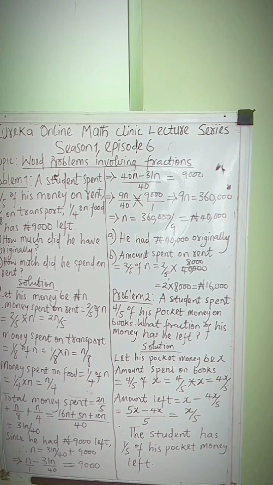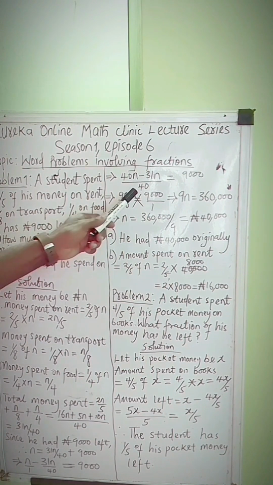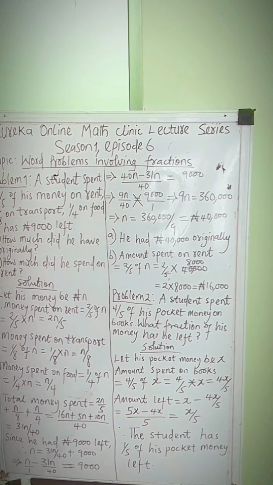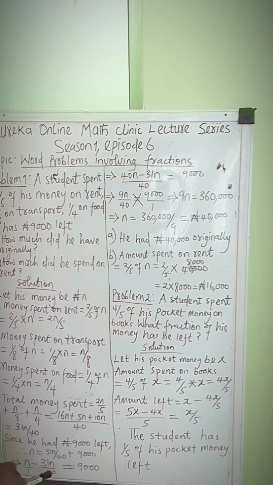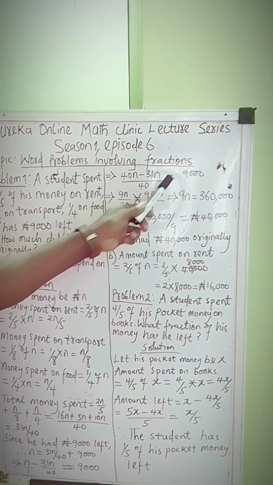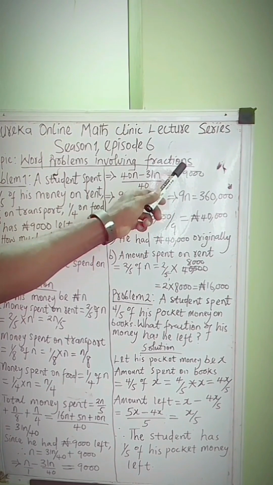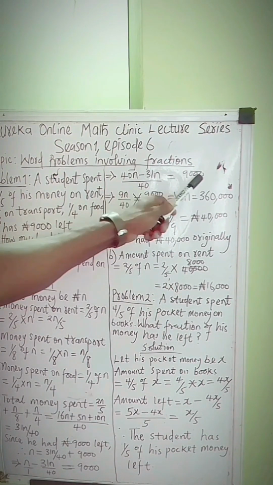We look for the LCM of 1 and 40, which will give us 40. So 40 divided by 1 will give us 40. 40 times n will give us 40n, minus 40 divided by 40 will give us 1. 1 times 31n will give us 31n, equal to 9,000 naira.